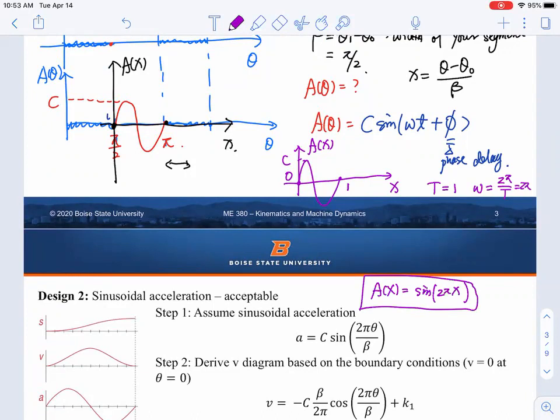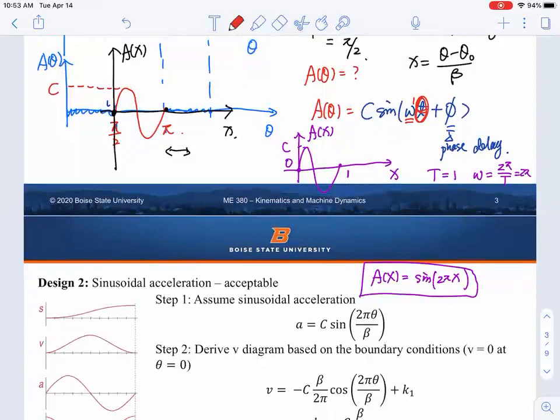Oh yeah, exactly. Okay, yes, you're correct. So this should be theta because your A is a function of theta. Actually, this omega is different from that omega. So let's name it as omega prime, because that omega is the frequency in theta domain.